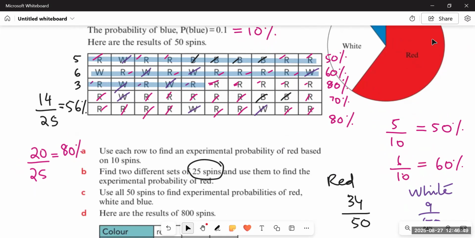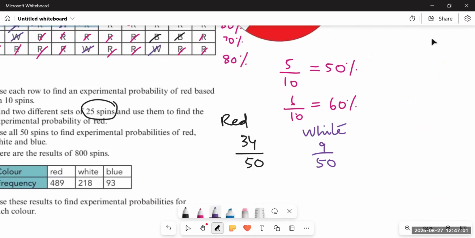So how many white are there? Let us calculate it again. 1, 2, 3, 4. Oh, we missed one white over here. It is white. So it's 10 out of 50 for white. And then the remaining 5 are for blue. So 5 out of 50 is for blue. And for blue, it will be 6 out of 50.